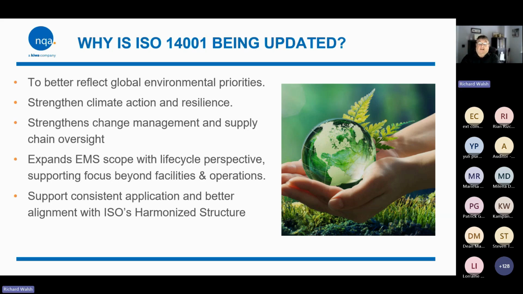Ultimately, to better reflect global environmental priorities. It's 10 and a half years, I think, since the version of the standard that we're currently working on, the 2015 standard, was published. And it's only going to be the fourth version of ISO 14001. The initial standard was published in 1996, which is 30 years ago. And I think environmental priorities, our awareness, the drivers for doing this have all changed, certainly in 30 years and probably in 10 years as well.